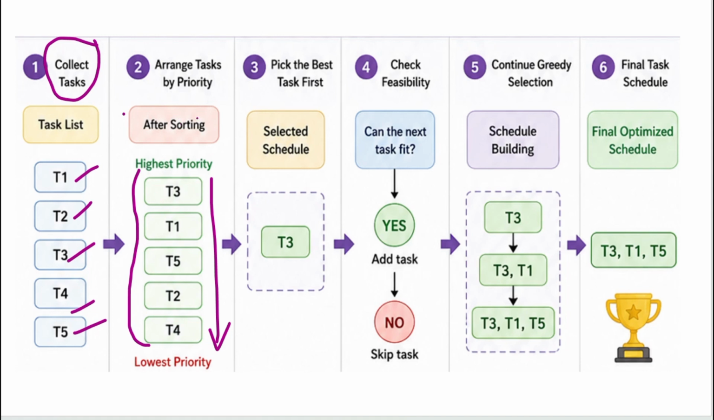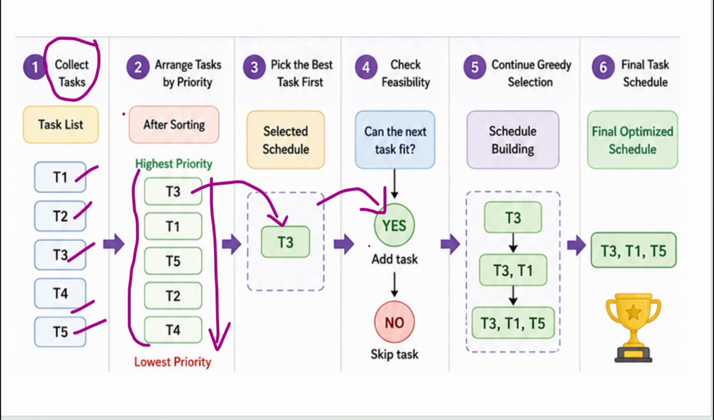This is the second step. Pick the best task first. Whichever task has the highest priority, choose that task first. Then check whether the next task can fit, the feasibility. If the particular time slot is available, then we schedule the second task in that time slot. There are many time slots, and each job has a deadline. Based on the deadline, when a time slot is available, we schedule the jobs one by one.